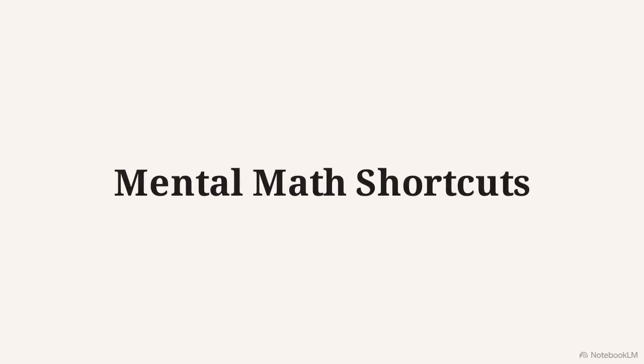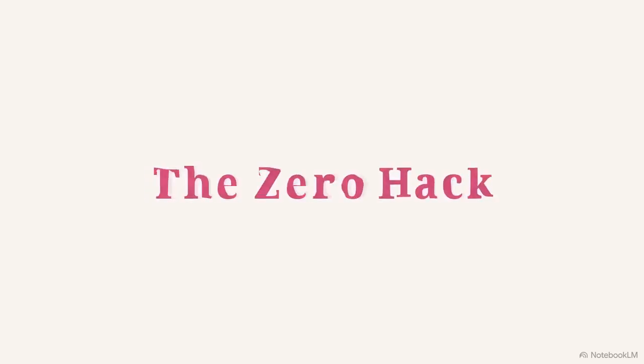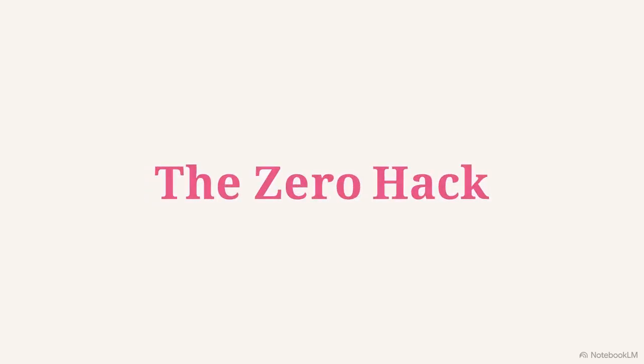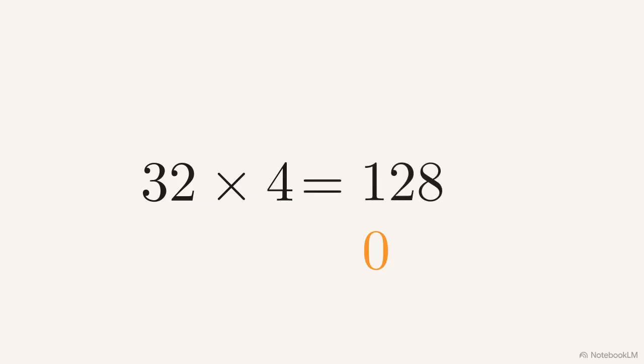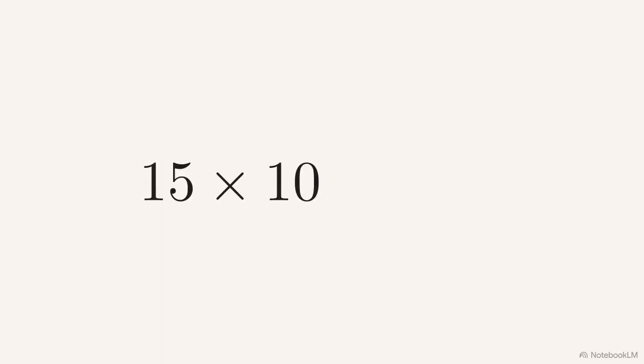Now, let's look at a visual trick for speed. This is the 0 hack for multiplying by tens or hundreds. Look at 32 times 40. That 0 makes it look difficult, so we just temporarily detach it and push it to the side. Now we just multiply 32 by 4, which is a much easier 128. Then grab that 0 and stick it right back onto the end of your answer. 1,280. So what is 15 times 10? Multiply 15 by 1, add the 0, and you get 150 instantly.